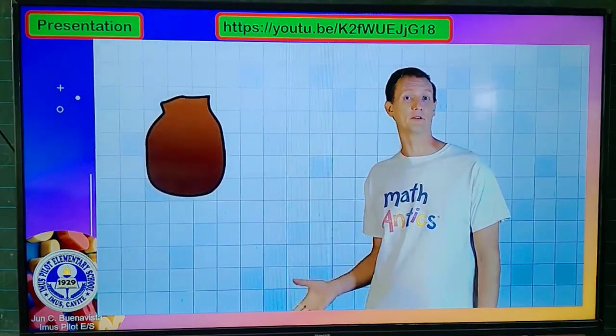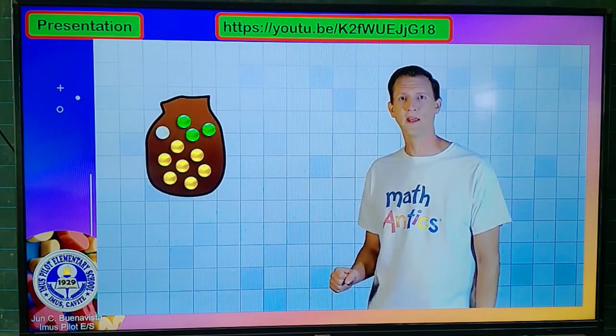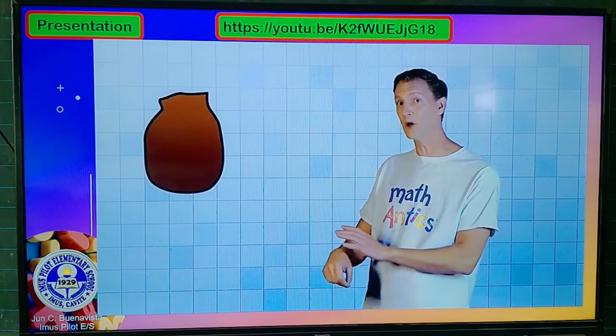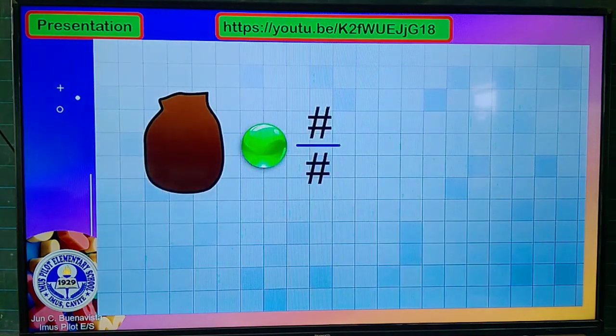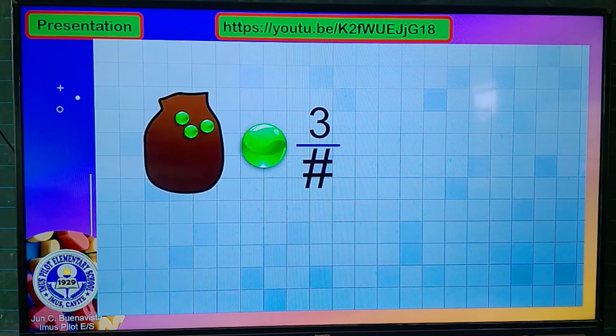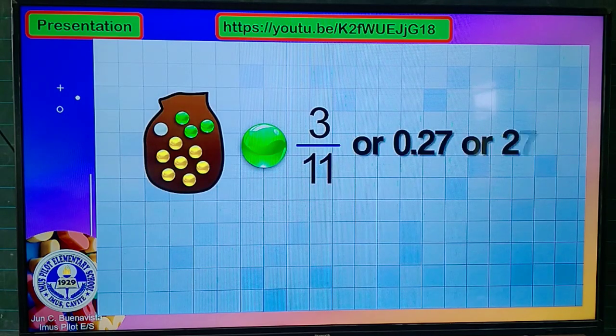Suppose we have a bag of marbles. There are 3 green marbles, 7 yellow marbles, and 1 white marble. If we mix them all up and pull out a marble at random, what's the probability of it being green? Well, the top number of our probability fraction will be 3 because there's 3 green marbles. So there's 3 outcomes that get us what we want. And the bottom number will be 11 because there's a total of 11 possible marbles that we can pull out. So the probability of pulling out a green marble is 3 over 11, or 0.27, or 27%.